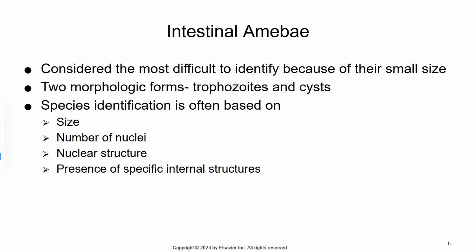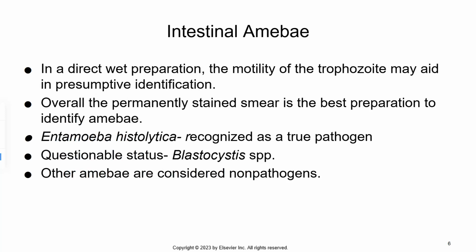Intestinal amoebae are considered the most difficult to identify because of their small size. There are two morphological forms, trophozoites and cysts. Species identification is often based on size, the number of nuclei, the nuclear structure, and the presence of specific internal structures. In a direct wet preparation, the motility of the trophozoite may aid in presumptive identification. Overall, the permanently stained smear is the best preparation to identify amoebae.